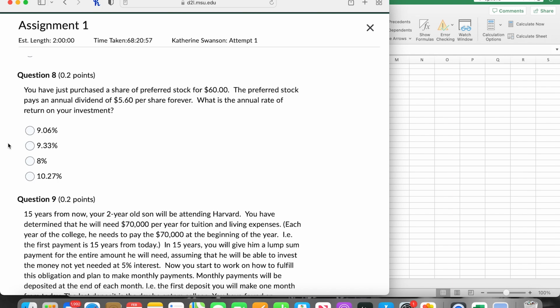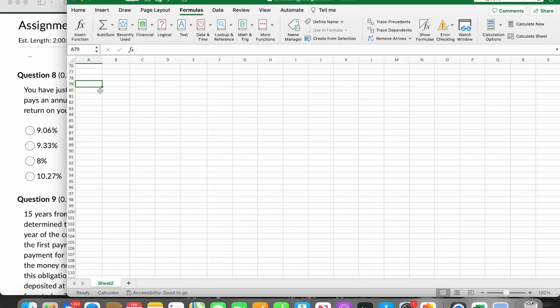Another super simple question. You've just purchased a share of preferred stock for $60. The preferred stock pays an annual dividend of $5.60 per share forever. What is the annual rate of return on your investment? So as we know, there is an equation, P equals D divided by R. So preferred stock equals dividend divided by rate. But if we move it around, we know that rate equals dividend divided by preferred stock. So P is 60.